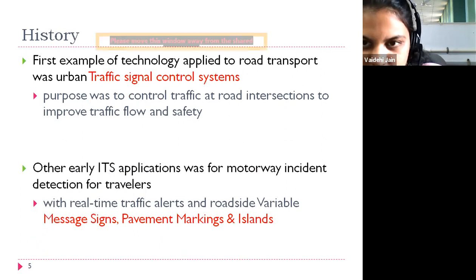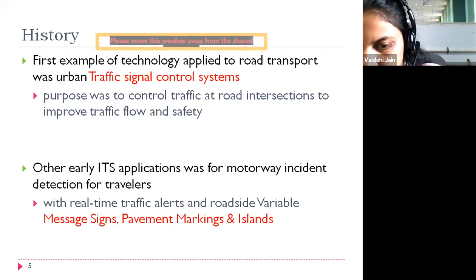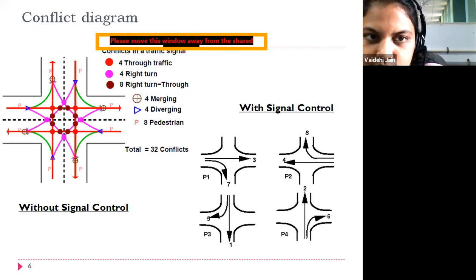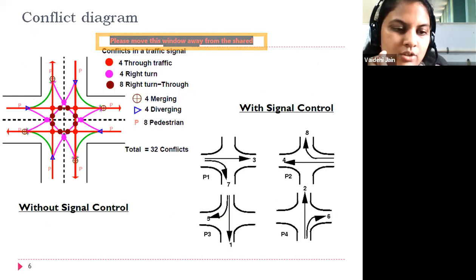I have already told you the history: the signal invention was again an ITS. It was an ITS with the marking signs, pavement markings, or the islands provided on the road. It was again the ITS of its time. So to understand the importance of ITS in early times, this is the diagram. This is the conflict diagram.